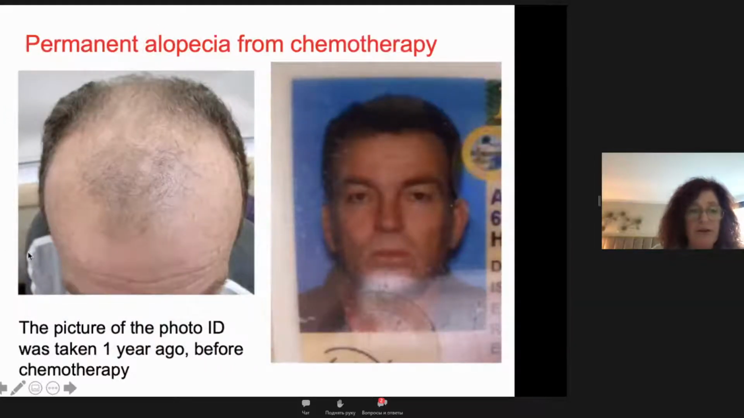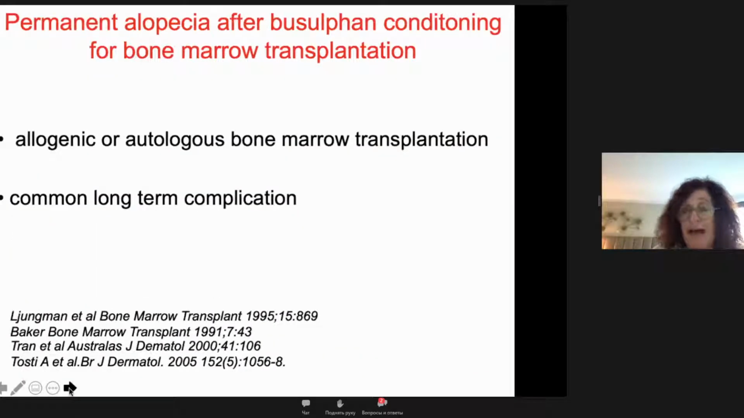Look at this patient, for instance. He comes like this, and you take a look and you think, oh, it's androgenetic alopecia. But then you listen to his history, and he says, yeah, I had completely normal hair until I had chemotherapy. And I have a picture of myself 1 year ago, you can look. And so this is very abnormal for androgenetic alopecia to develop in this severity in 1 year. This is permanent alopecia after chemotherapy, and you have to know this condition because it's not uncommon.